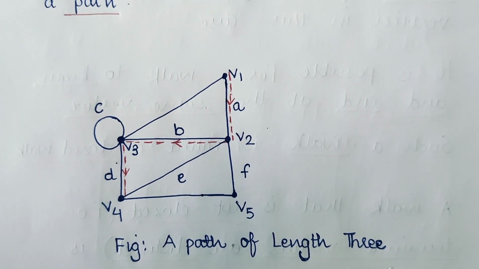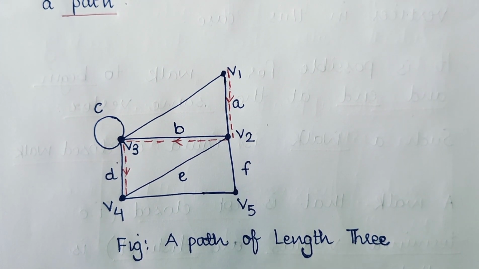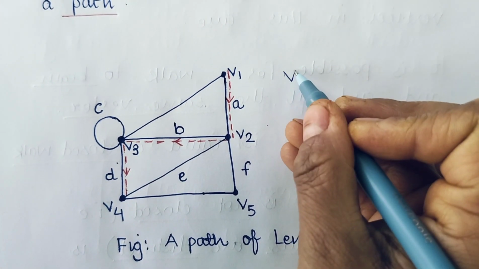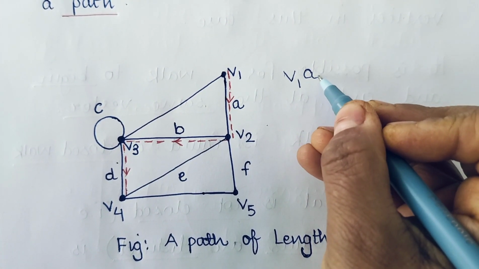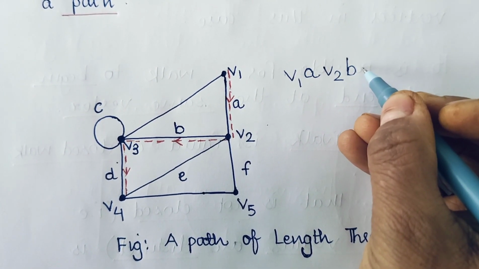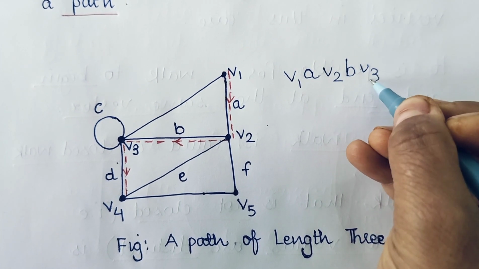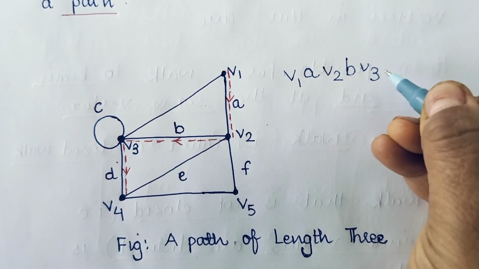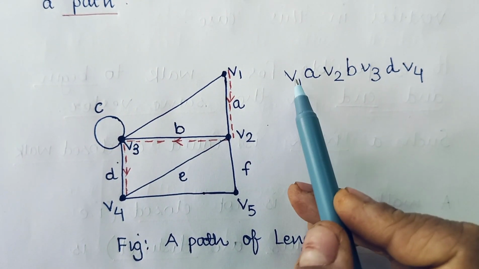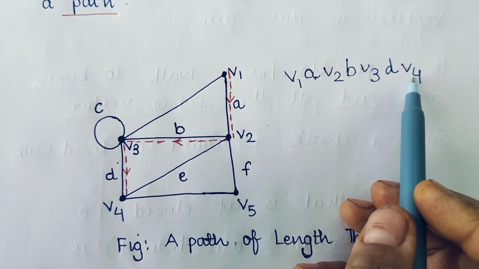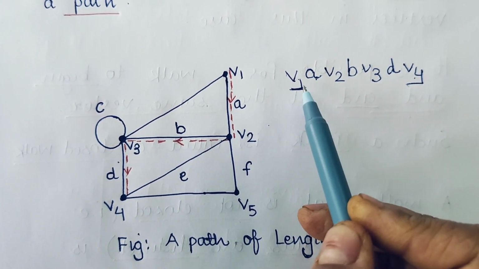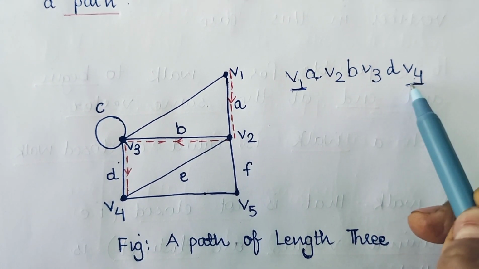Now let's look at the example of a path in the same diagram. You can see these red highlighted lines represent a path over here. It starts with V1, then comes edge A, then vertex V2, then edge B, then vertex V3, then edge D, and then vertex V4. So obviously this is an alternating sequence of vertices and edges. Here you can see the terminal vertices are different. The opening vertex is V1 and the ending vertex is V4.